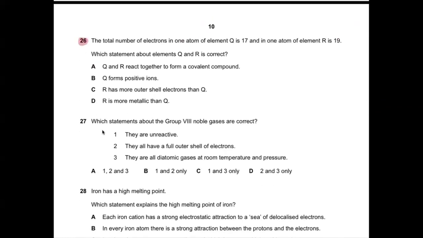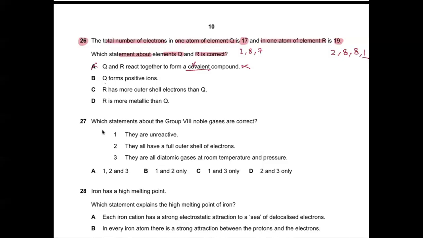Now MCQ number 26. The total number of electrons in one atom of element Q is 17 and in one atom of element R is 19. Which statement about element Q and R is correct? Okay. So if it's 17, its electronic configuration is going to be 2, 8, 7, and for 19, it is 2, 8, 8, 1. So yeah, they can react together to form not a covalent compound, but an ionic compound, because one loses one electron and the other gains one electron.